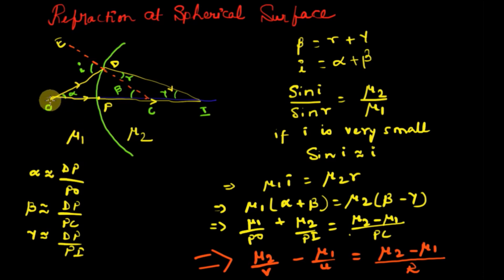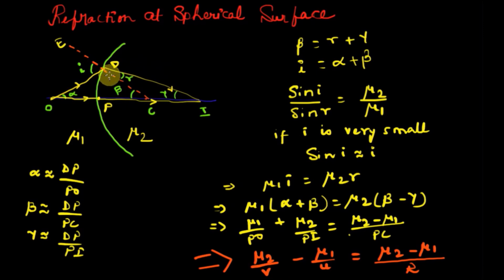And let's say OI is the principal axis of the spherical object, with an object O on the principal axis at a distance of OP from the spherical object. Light from this object O will be emitted and will be refracted. Let's say OD is the incident ray and DI is the refracted ray, and let's say EC is the normal. So we will have angle of incidence as ODE. This I is the angle of incidence, and this R is the angle of refraction.